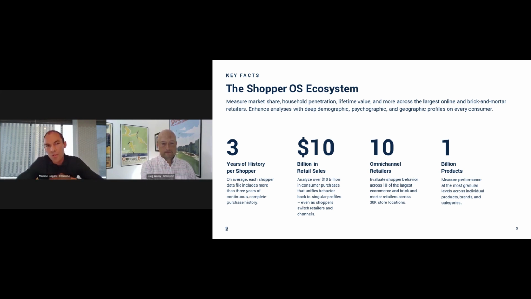On the next slide, we'll talk about some of the different retailers that we have included in this ecosystem so far. At this point, we've got 10 of the biggest omni-channel retailers and over 30,000 brick and mortar stores included, and we track over 1 billion unique products. So we wanted to set the stage before we dive into the case studies and the solutions, the work that brands and agencies are doing in this ecosystem, just to give you a sense of the breadth and depth of the data that's behind the scenes powering the MRA solution.